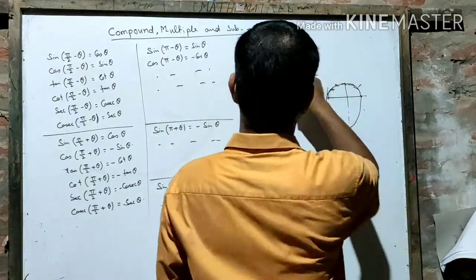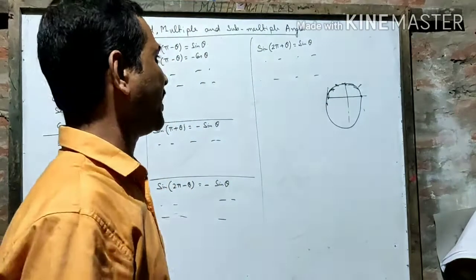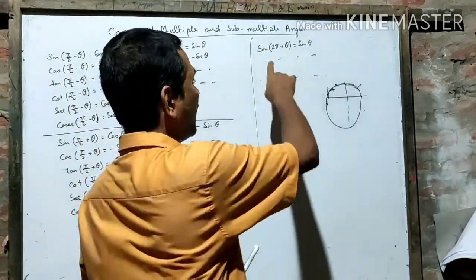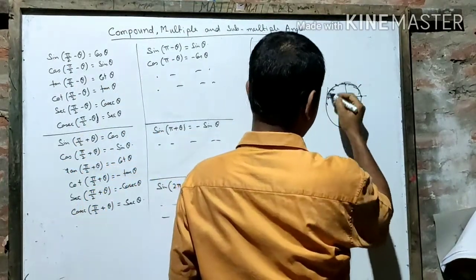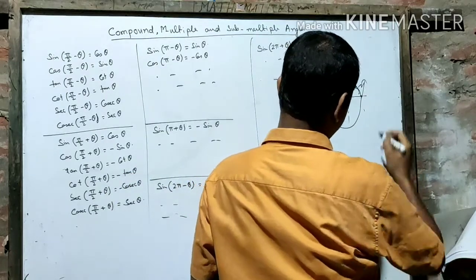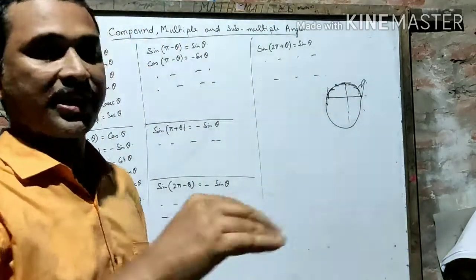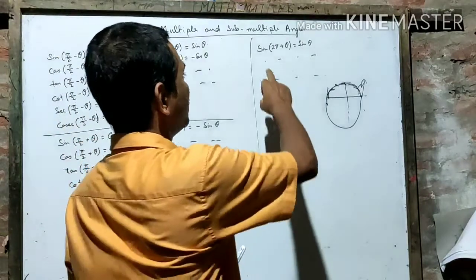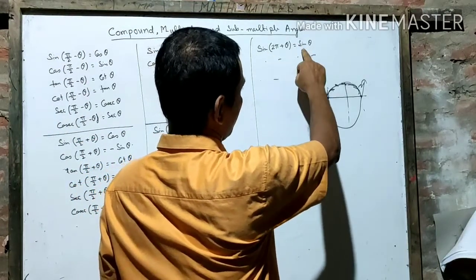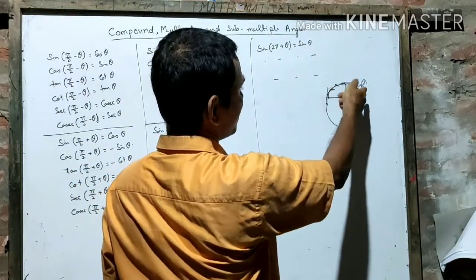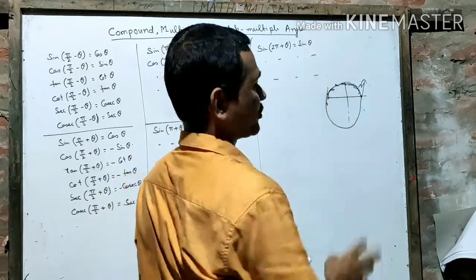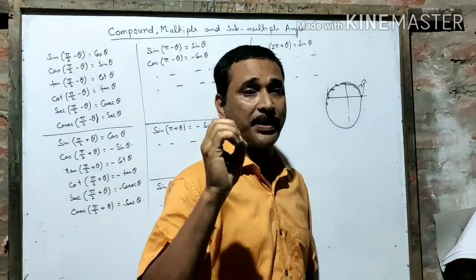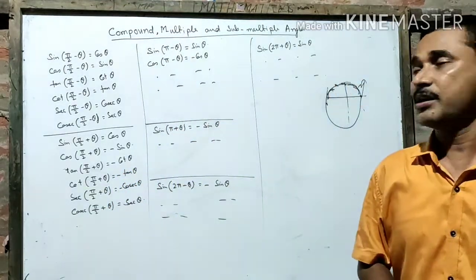Twice pi means 4 into 90, an even multiple, so no change. And twice pi plus theta: twice pi is a complete revolution, plus theta, first quadrant. So no change and first quadrant. So sine of twice pi plus theta, sine is kept as sine, no change, and in the first quadrant sine and all the other trigonometric ratios are positive. So sine of twice pi plus theta is sine theta.